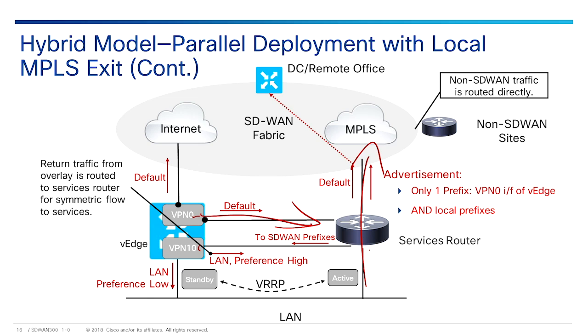So because we have traffic routing directly through the services router, policies that sit on the vEdge and are sent from vSmart would not apply to that traffic because our traffic doesn't flow through that device.